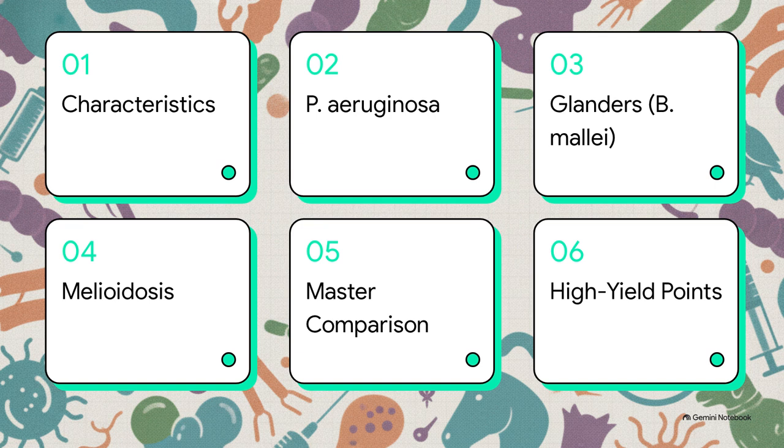First, we'll cover general characteristics and differentiation, then deep dive into Pseudomonas aeruginosa, followed by Burkholderia mallei, and then Burkholderia pseudomallei. We'll wrap it all up with a master diagnostic comparison and 10 rapid-fire, high-yield exam points.